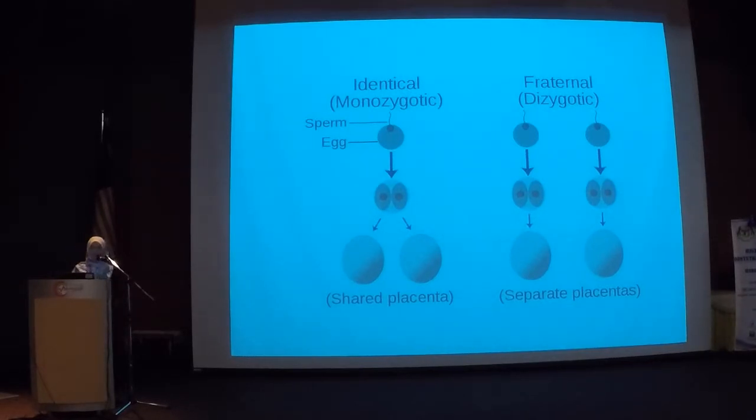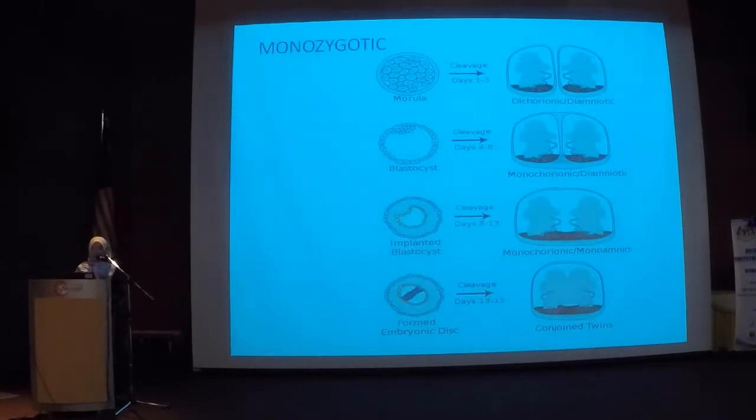Again, basics. We know that this is monozygotic, 1 sperm, 1 egg, shared placenta, so this is monochorionic. This is dizygotic, they have dichorionic. This will tell you the complications that may occur depending on the time of the cleavage.